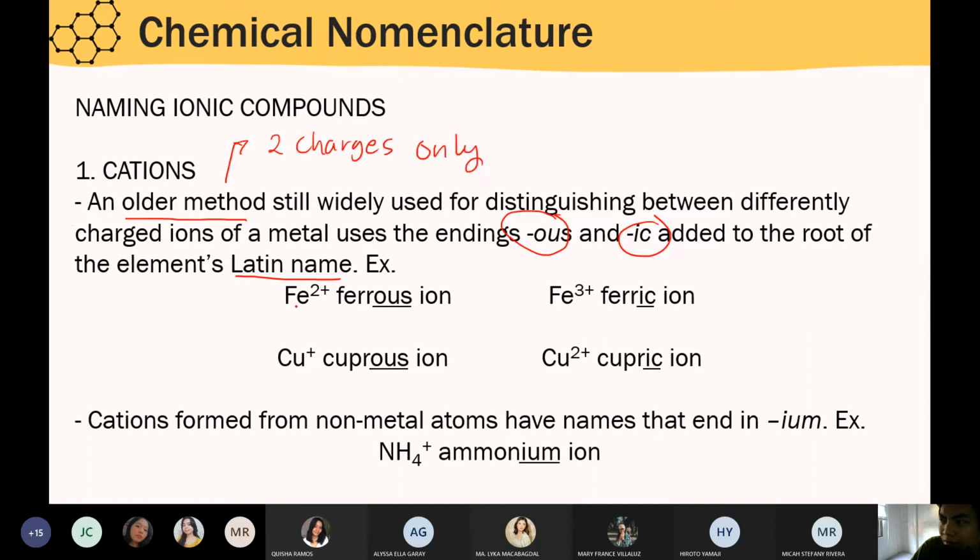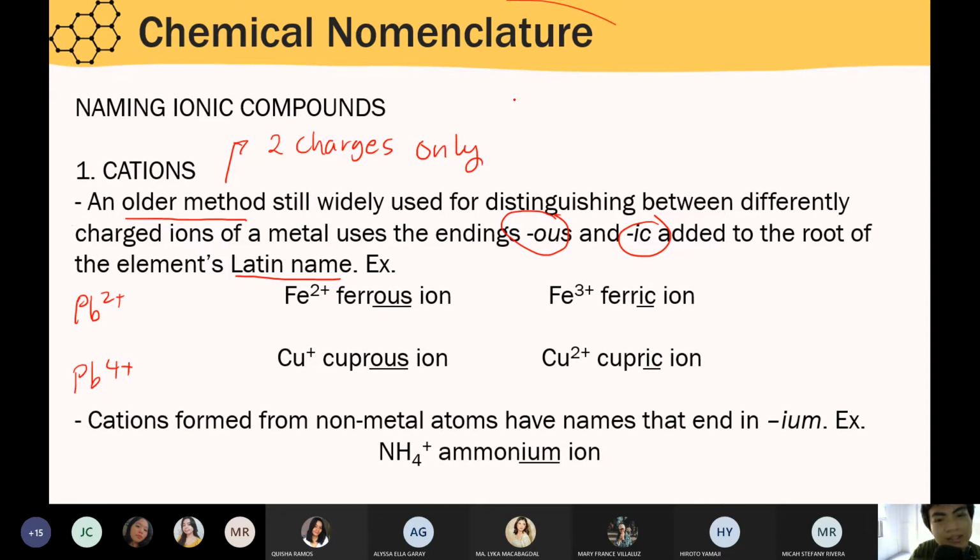For example, Fe2+, Fe3+, Cu+, Cu2+, Pb2+, Pb4+. As long as your transition metal can only form two charges, you can name them using the older method. How do we name using this method? It's simple: you just get the root word of your Latin name.